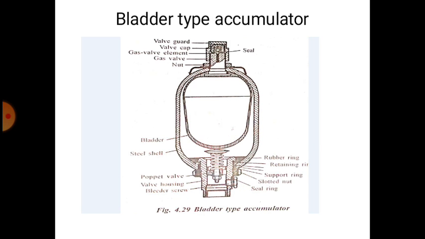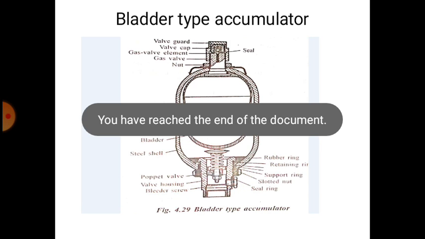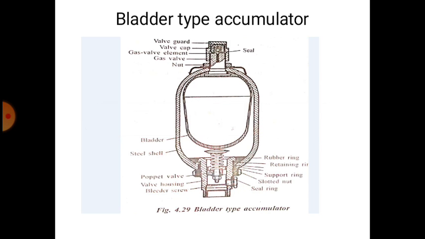This is the bladder type accumulator. First, in the bladder we are going to fill the gas, and when you start the pump in the system, it is charged with the oil, and the gas inside the bladder is compressed. So these are the different types of accumulators which are used in the hydraulic system.